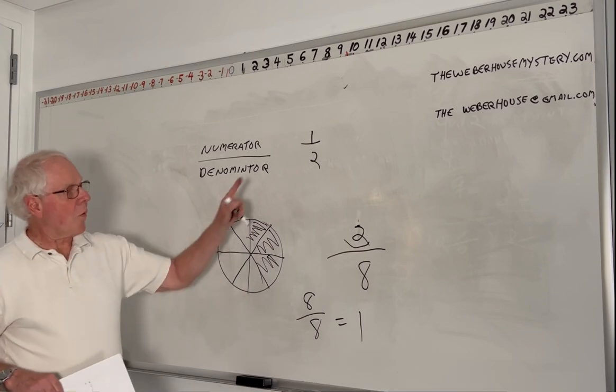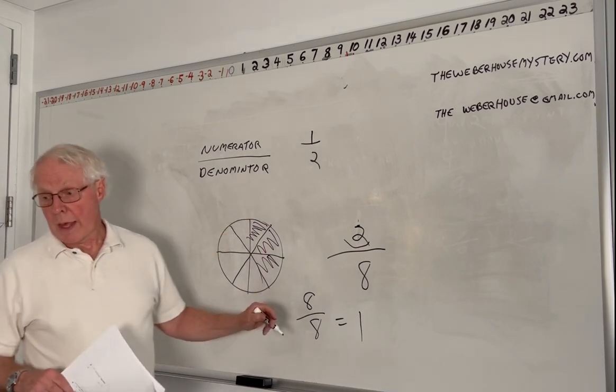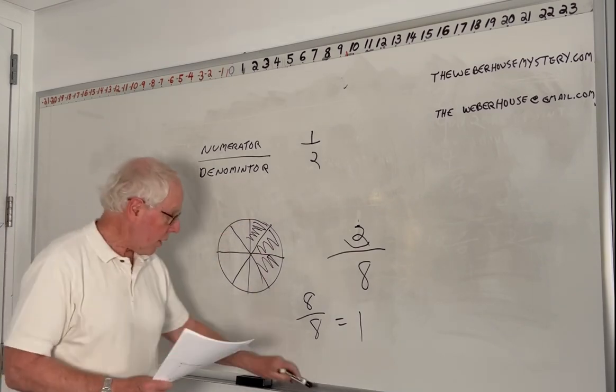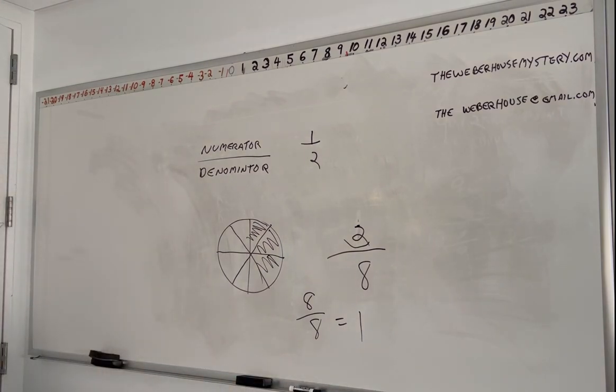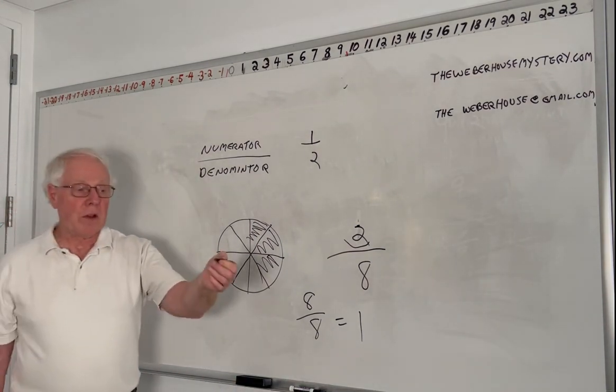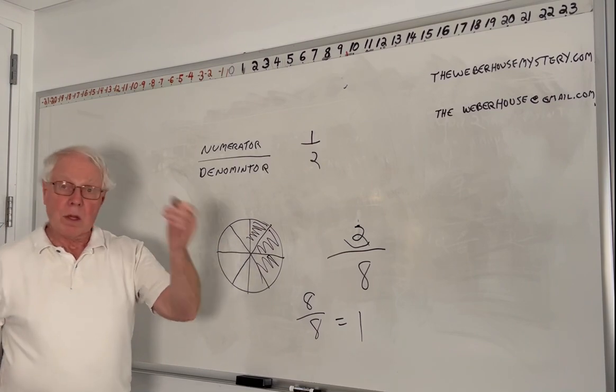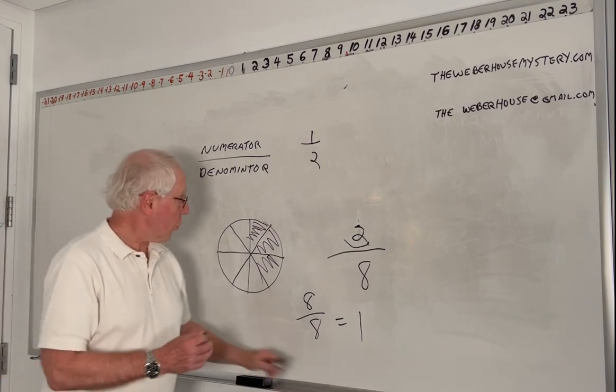So just to repeat, a fraction can be part of a whole. It can be a probability. For example, if I have a coin, you're trying to figure out the odds of it coming up heads. There's 2 sides to the coin, only 2.